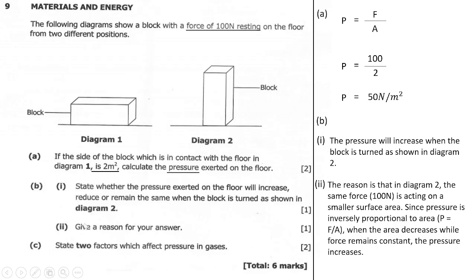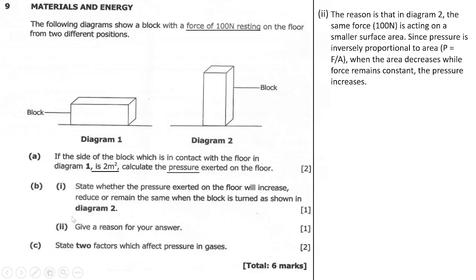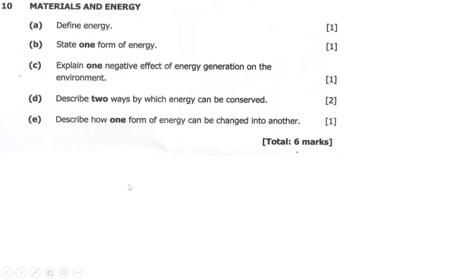Okay, then we go to C, where they say state two factors which affect pressure in gases. So C will say that volume and the temperature, these are the two factors that affect pressure in gases, volume and the temperature. Okay, then we can move to question number 10, materials and energy.